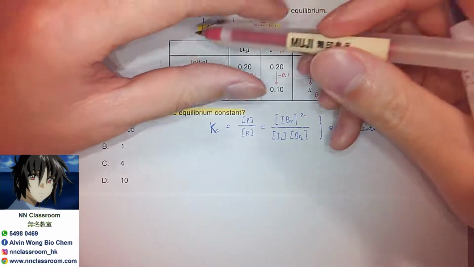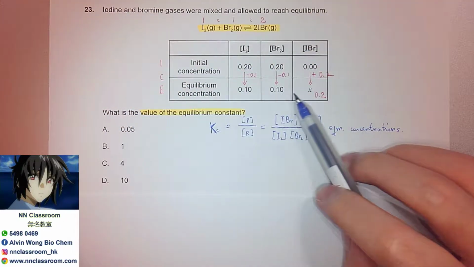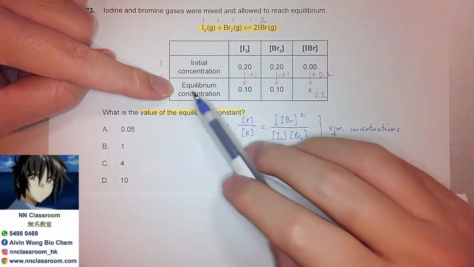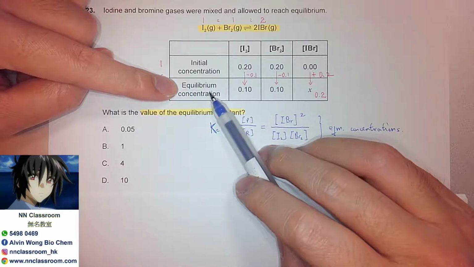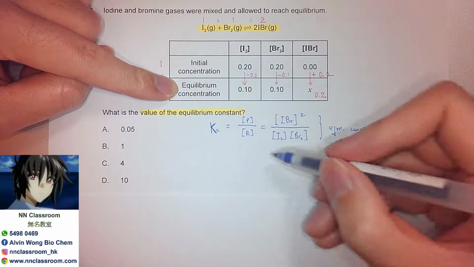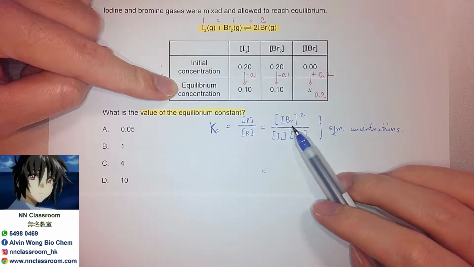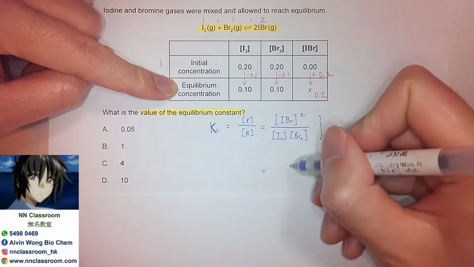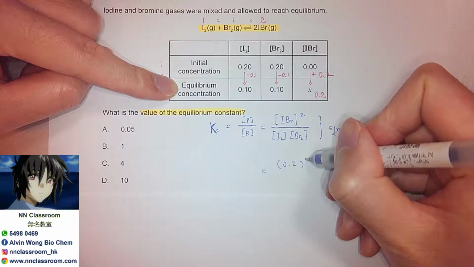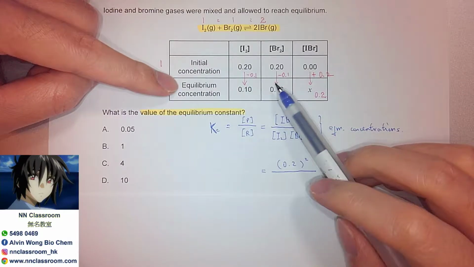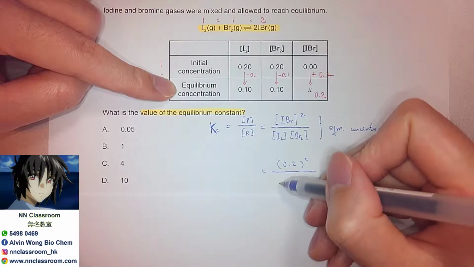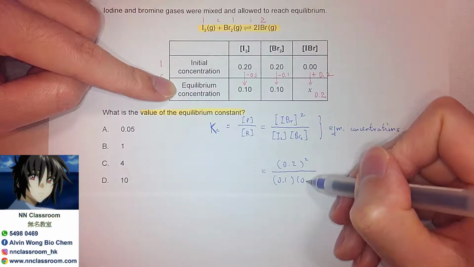So after getting all the equilibrium concentrations, we confirm it because this is in the last position. Then we can simply plug in the numbers, right? So at the end, the IBr, which has a concentration of 0.2, remember to square it, over the equilibrium concentrations, which are going to be 0.1 and also 0.1, right?